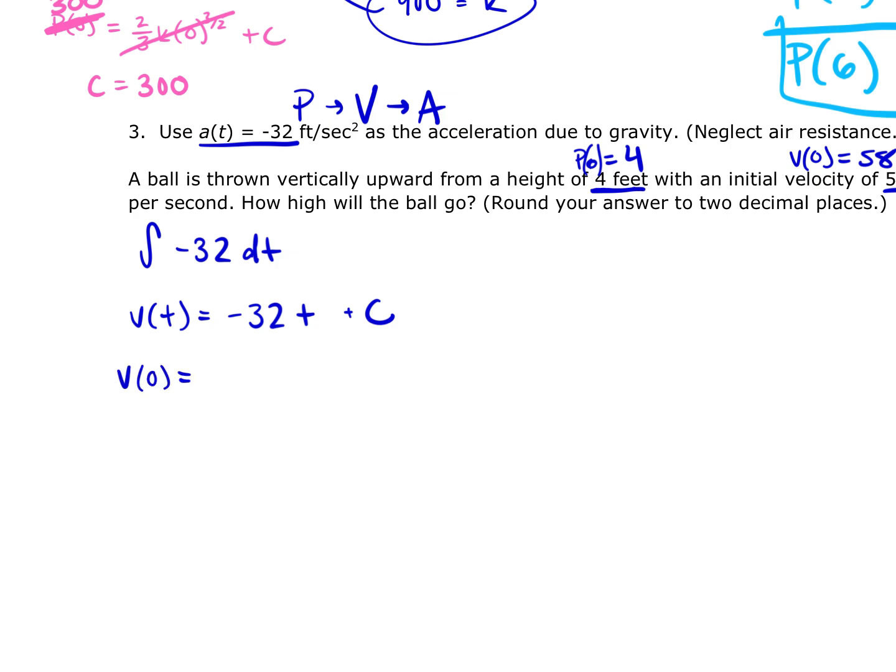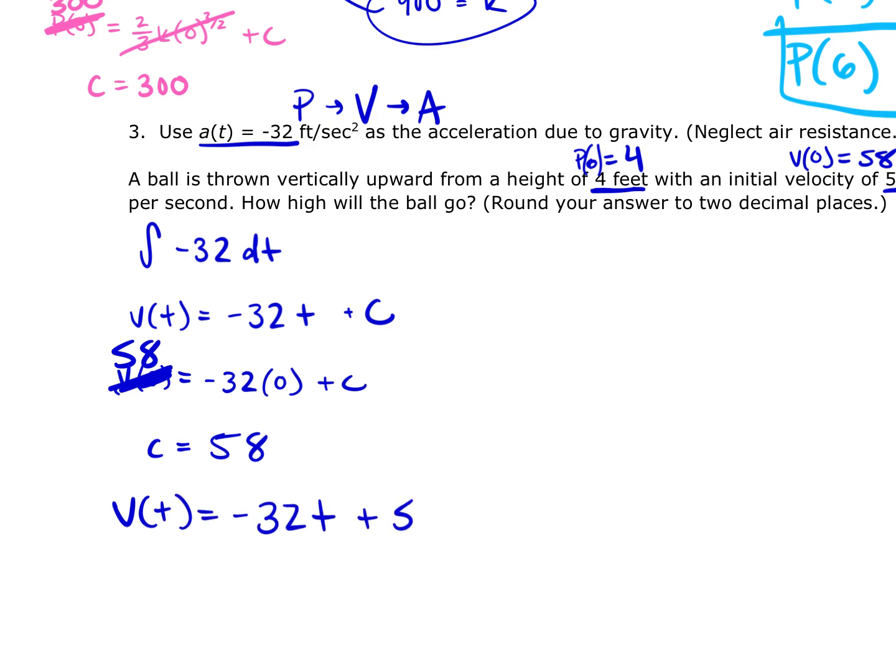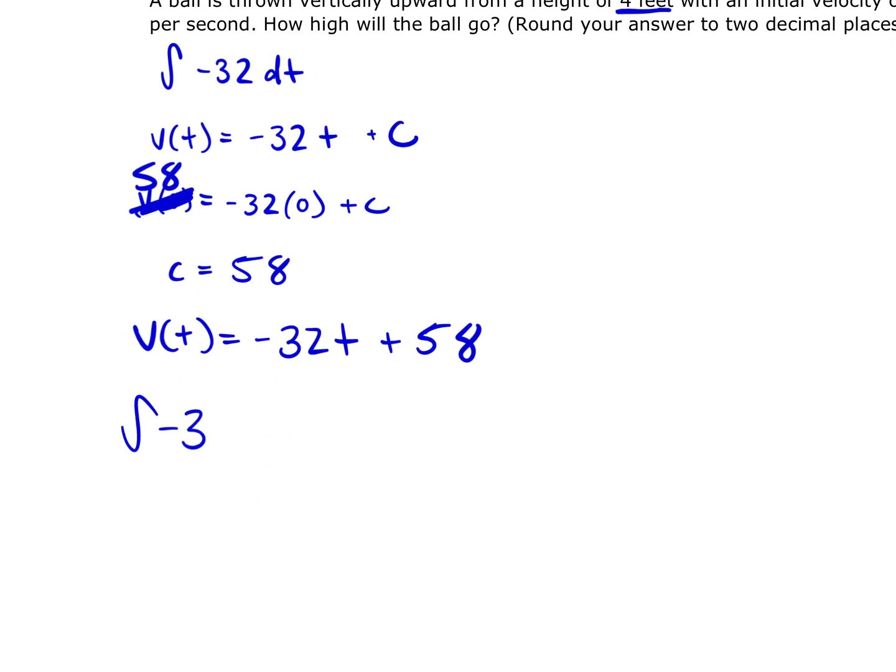So v of 0 equals negative 32 times 0 plus c. And v of 0 we said was 58. So what does c equal? 58, awesome. So our velocity equation would be negative 32t plus 58. Now we want to find the antiderivative of this to find our position equation. So we're going to find the antiderivative of negative 32t plus 58 dt.